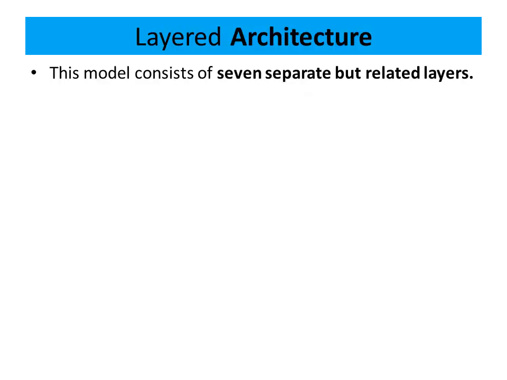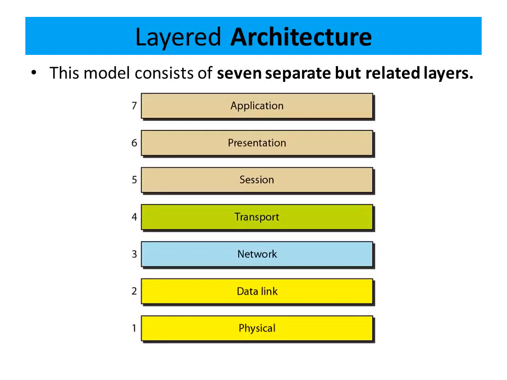Now, what does this model consist of? It is made up of 7 layers, but all these layers are related to each other. These layers are physical, data link, network, transport, session, presentation and application, and they are numbered from bottom to top as 1 to 7. Now, what is the concept of a layer in this model? The whole process of communication is explained through this OSI model by making different groups, and these groups we call layers.